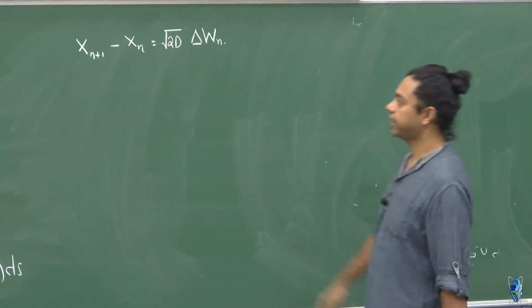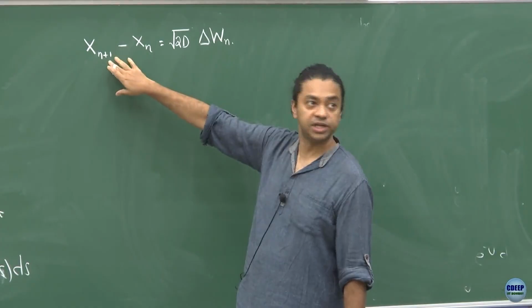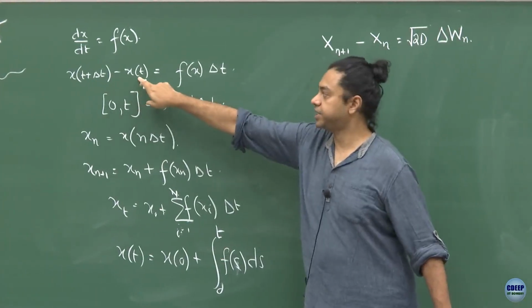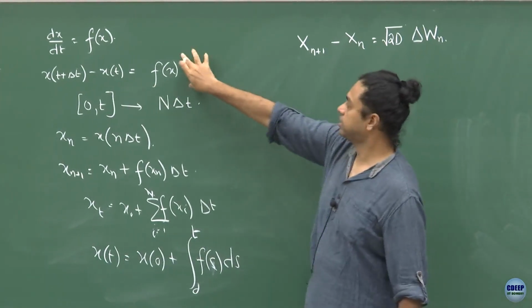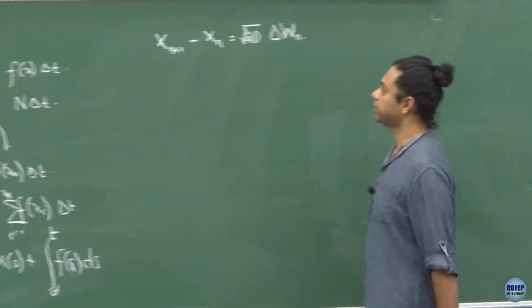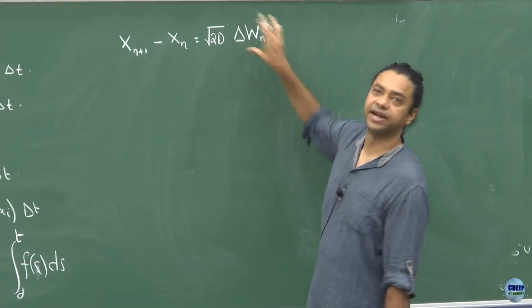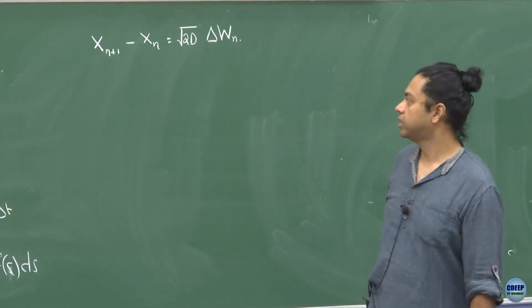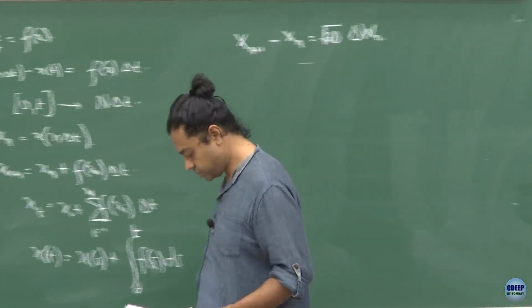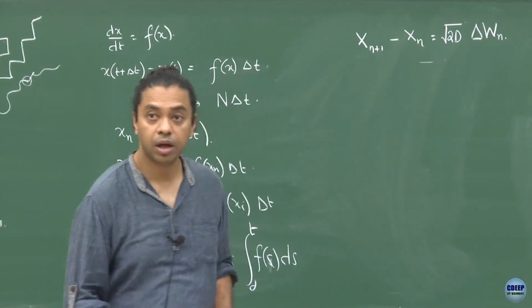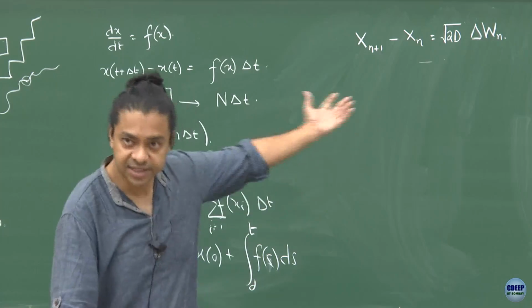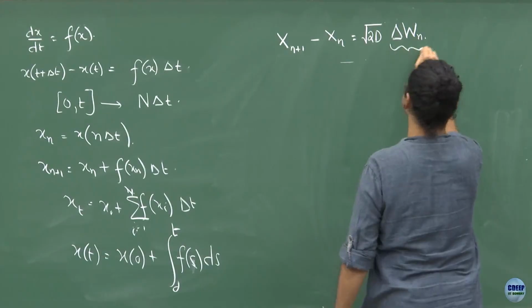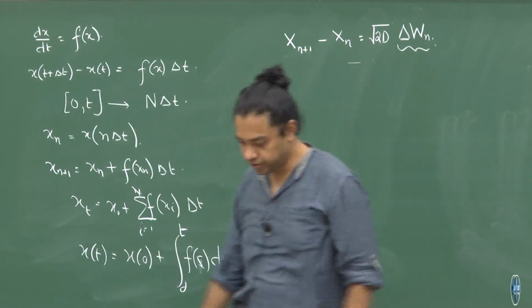But let me say that I write down an evolution equation, a difference equation in this form, exactly like I had here. x of t plus delta t minus x of t was something times delta t. Here I have something times delta w, which I have not yet defined. So, except I have introduced this new quantity delta w of n. What is this delta w of n?